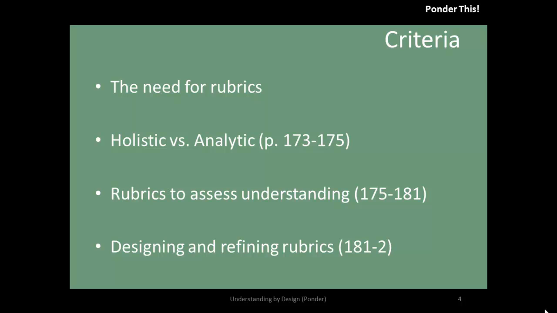It's beneficial for both the instructor and the student. There are two types of rubrics, holistic and analytic rubrics, and they go into great detail in those 3 pages right there. But in a nutshell, holistic rubrics give one overall score.